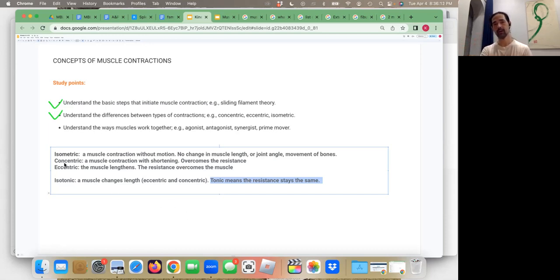Isometric is where the muscle contracts, but there's no motion. No motion anywhere. No motion in the bones, no motion in the joints, no motion in the muscles. There's no change in the muscle length, no change in the joint angle, and no change in the movement of the bones.